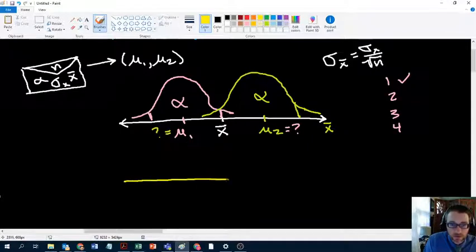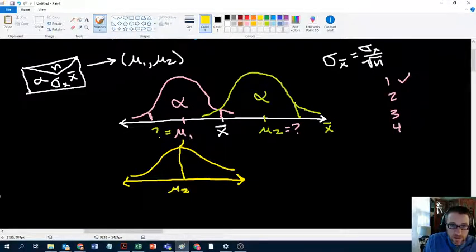So let's see. There. Not great, but perfectly serviceable. Mu z equals 0, and we don't need an envelope for this. It's always going to be 0, right? We don't need to pretend we don't know it. We will always know this.